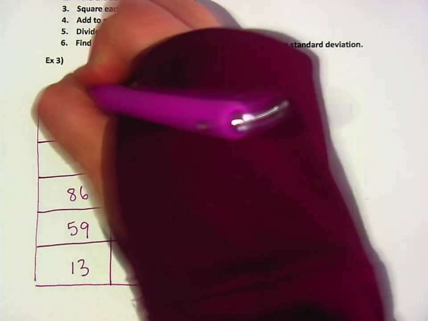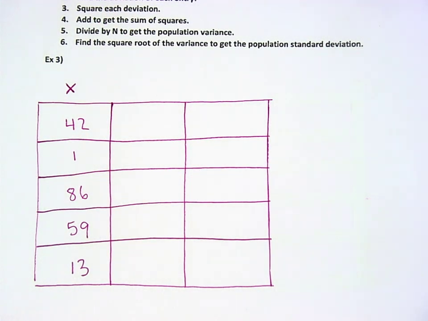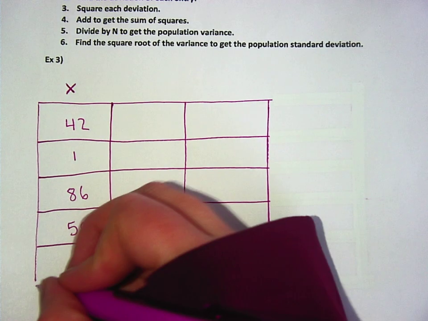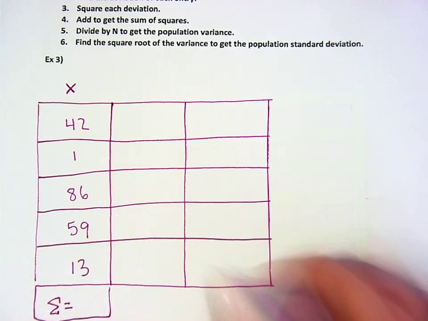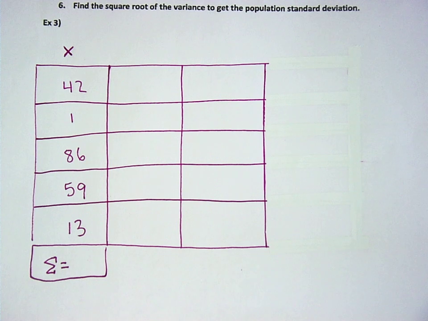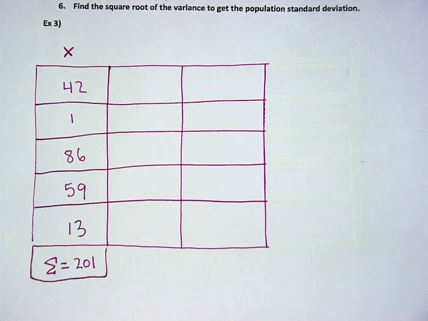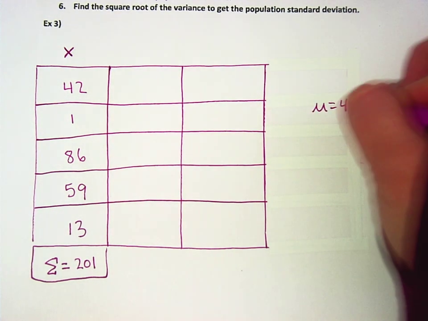This is the X. Next, we need to find the mu of this data. We need to find the average. How are we going to do that? Add them all up, divide by 5. We might as well write that number down when we add them all up. Remember, this is called capital sigma. That is called a summation. Add them in your calculator. I got 201. Divide by 5. Mu equals 40.2.